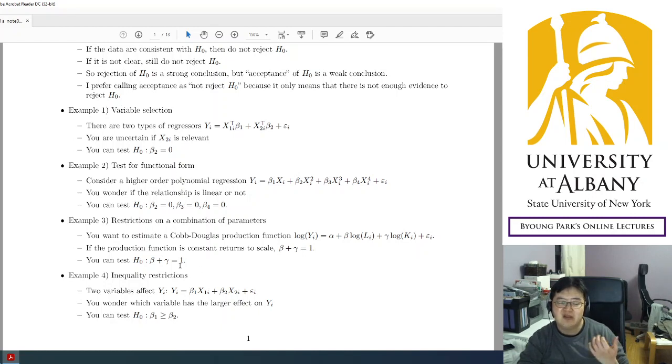And a quite different type of testing is inequality restriction. For example, I'm wondering whether x1 has a larger impact on y than x2 has. So your hypothesis can be written as whether beta 1 is greater than beta 2 or not.